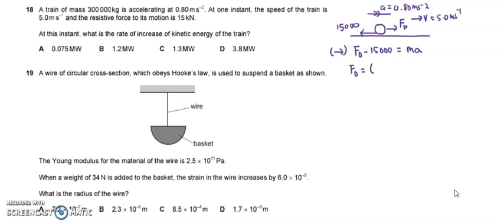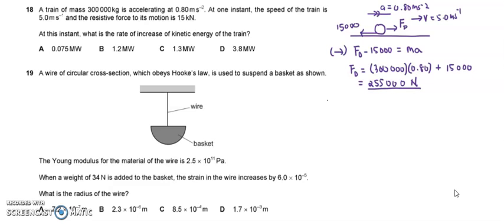m is 300,000 kilogram. Acceleration is 0.80 meter per second squared. The force of resistance is 15,000. So from here, we calculate the Fd to be 255,000 Newton. So at this particular instant, the driving force is this many Newton.